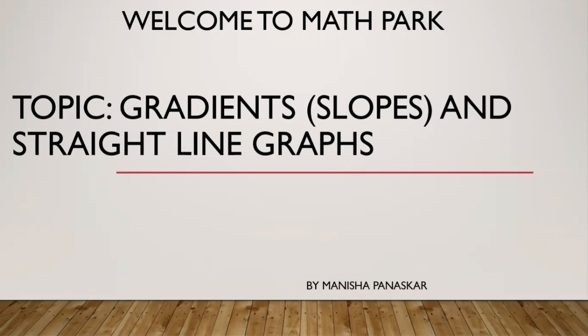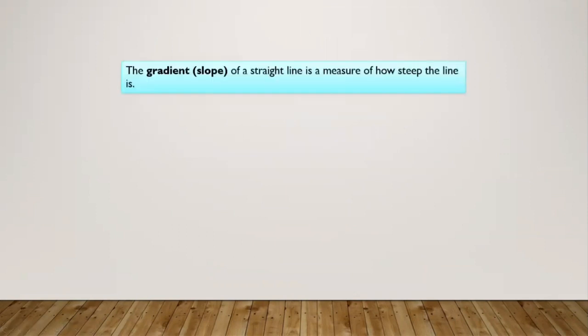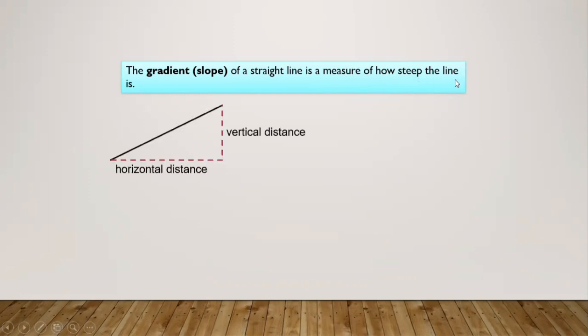In our path, today we are going to learn how to find the gradient or slope of a line and how to deduce the equation of a line when the graph is given. So first, let us understand what a slope is. A gradient or slope of a straight line is a measure of how steep the line is.